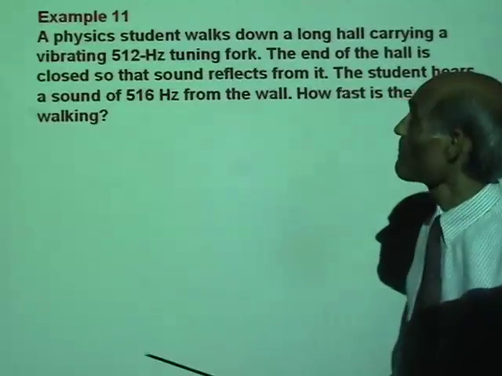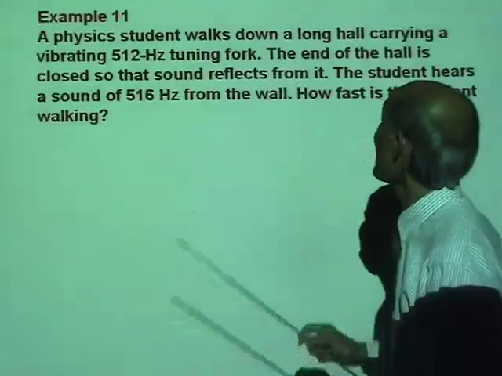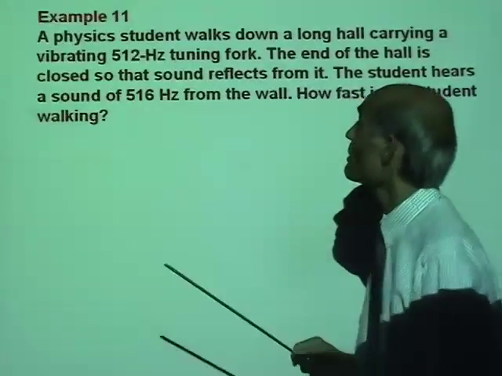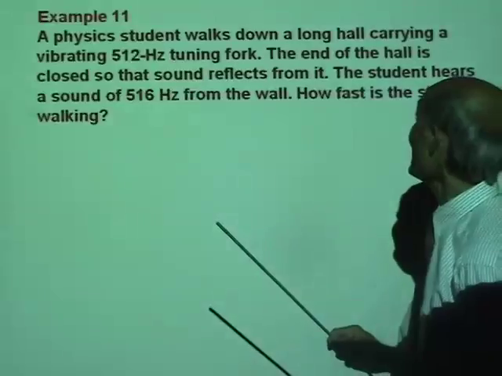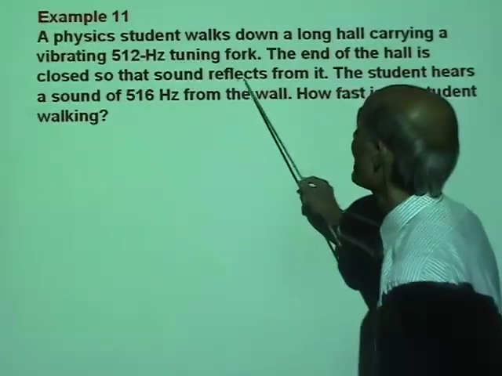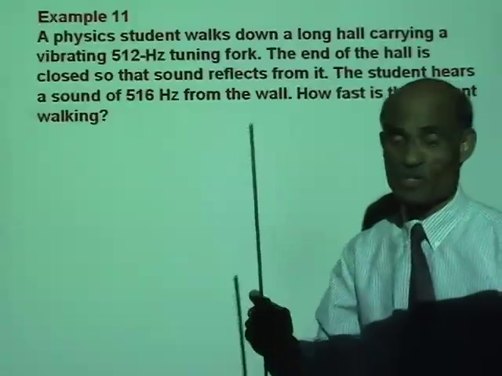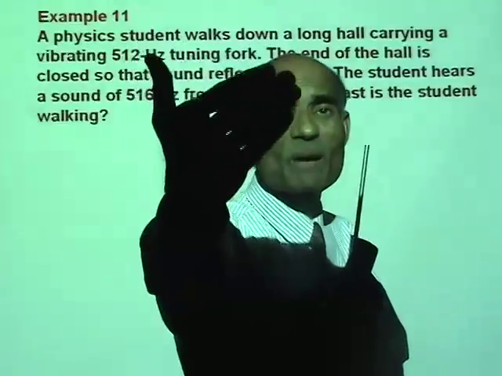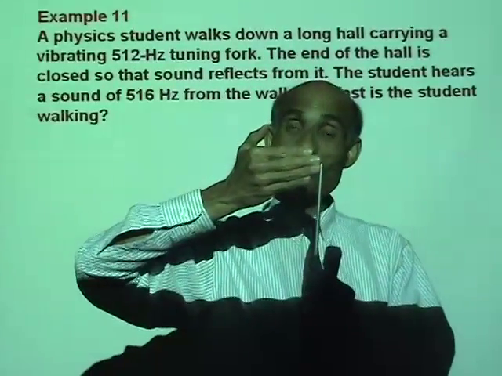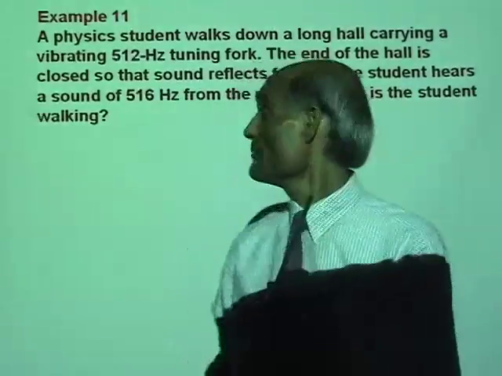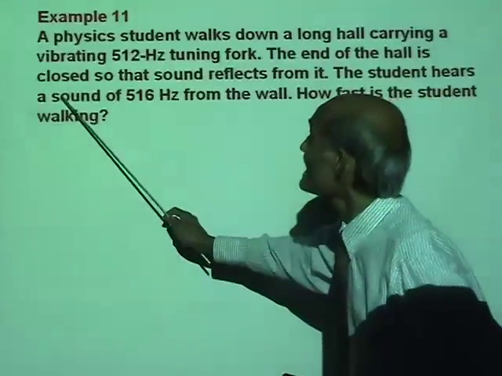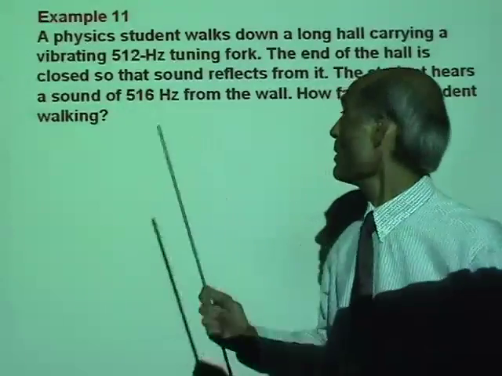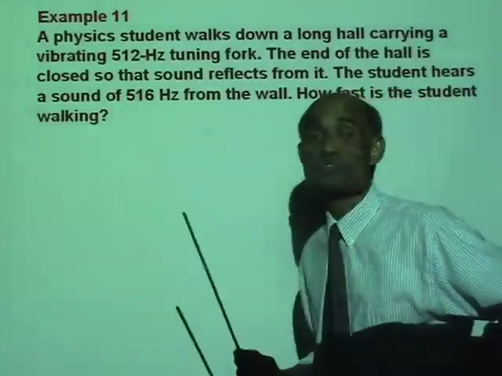Let's try another one. A physics student walks down a long hall carrying a vibrating 512 Hz tuning fork. The end of the hall is closed so that the sound reflects from it. So as the student walks down the hall, the sound gets reflected from the wall in front and is received by the student. Now, the student hears a sound of 516 Hz from the wall. Alright? Now, how fast is the student walking?